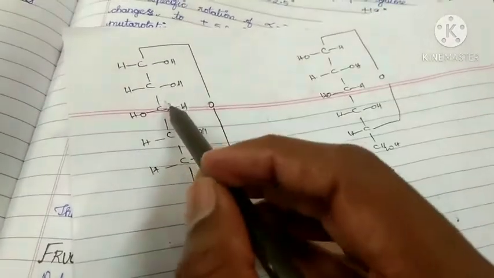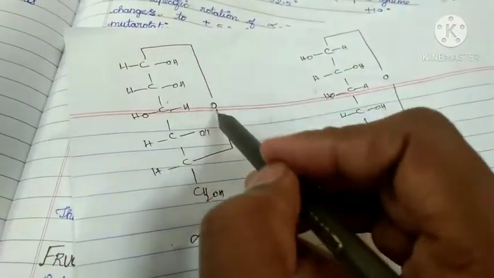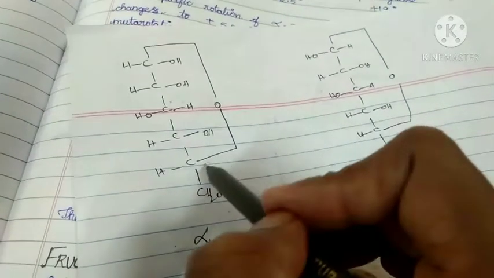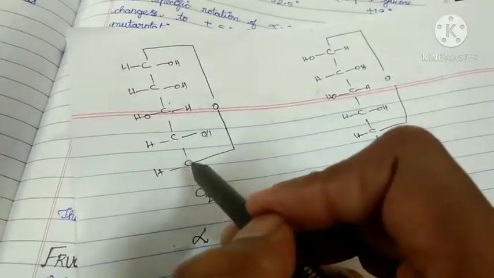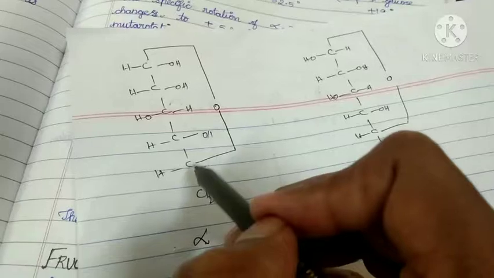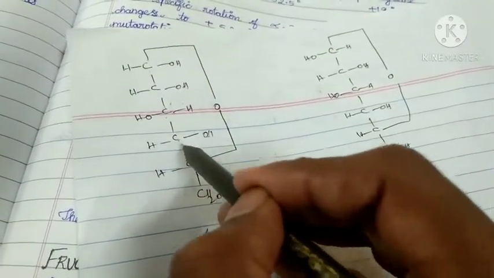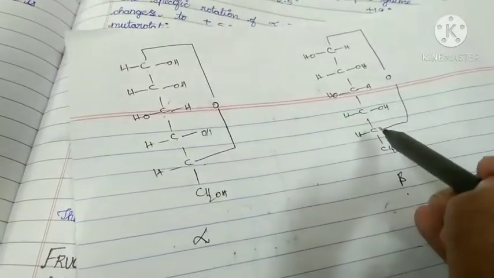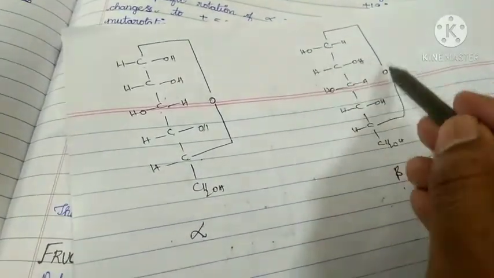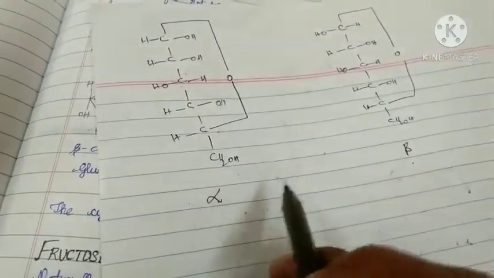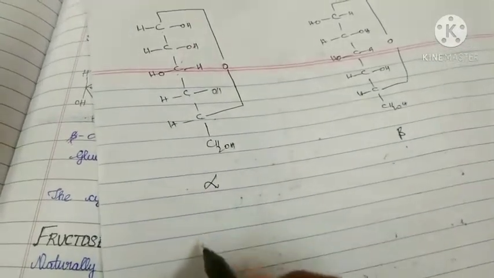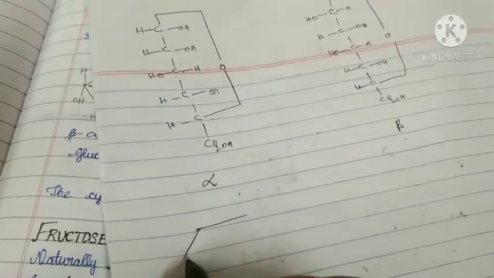If you observe this structure carefully, it looks like a cyclic structure. In that cyclic ring, 6 atoms are there: 1, 2, 3, 4, 5, 6. Here also 1, 2, 3, 4, 5, 6. That is nothing but a 6-membered ring. It looks like this.